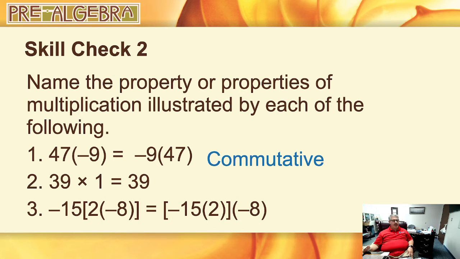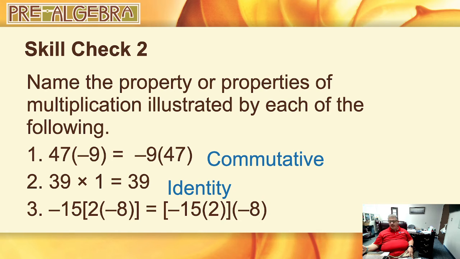All right, 39 times 1 equals 39. What is that? Well, let's say it all together. That's the identity property of multiplication. Identity property, all right? The number times 1 is itself. 39 times 1 is 39. 283 times 1 is 283, all right? Any number times 1 is going to be itself.